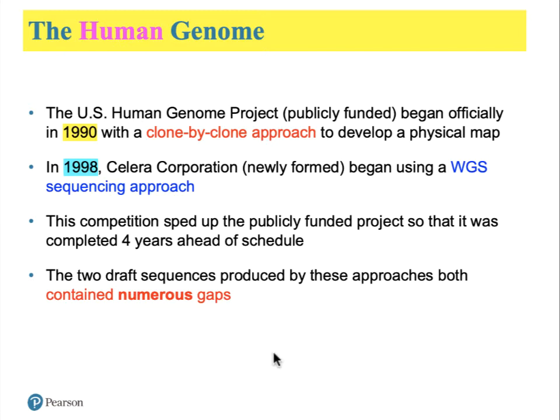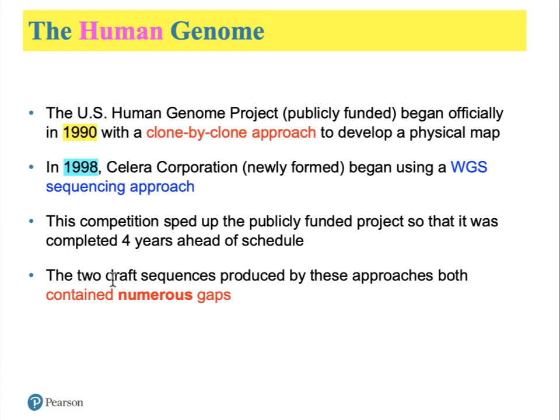This project was spearheaded by the Department of Energy under the guidance of the National Institutes of Health and other outsourced projects around the world. This began in 1990, and the clone-by-clone approach was determined to be the best method to generate the physical map of the human genome initially. During the project in 1998, Craig Venter and his company, Celera Corporation, began to use a whole genome shotgun sequencing approach. The projects were completed in 2001.